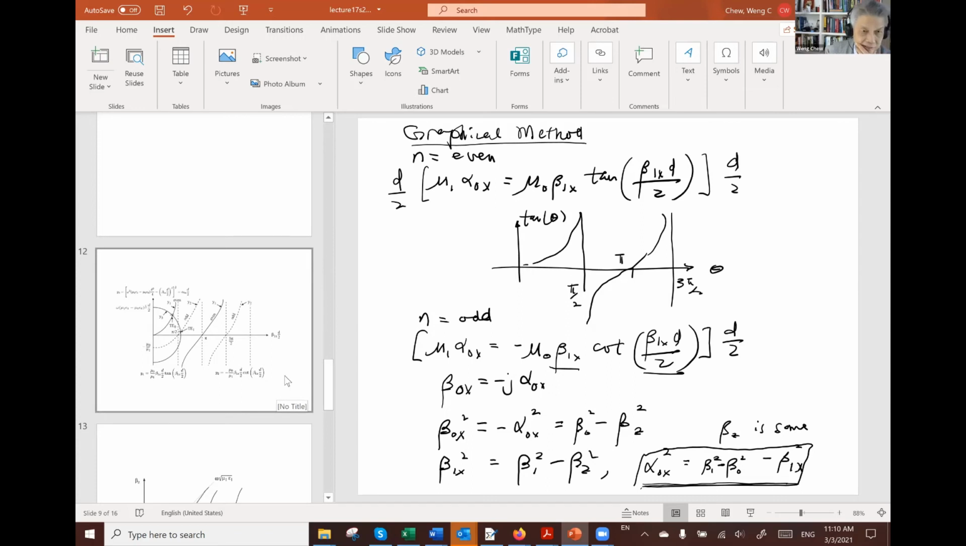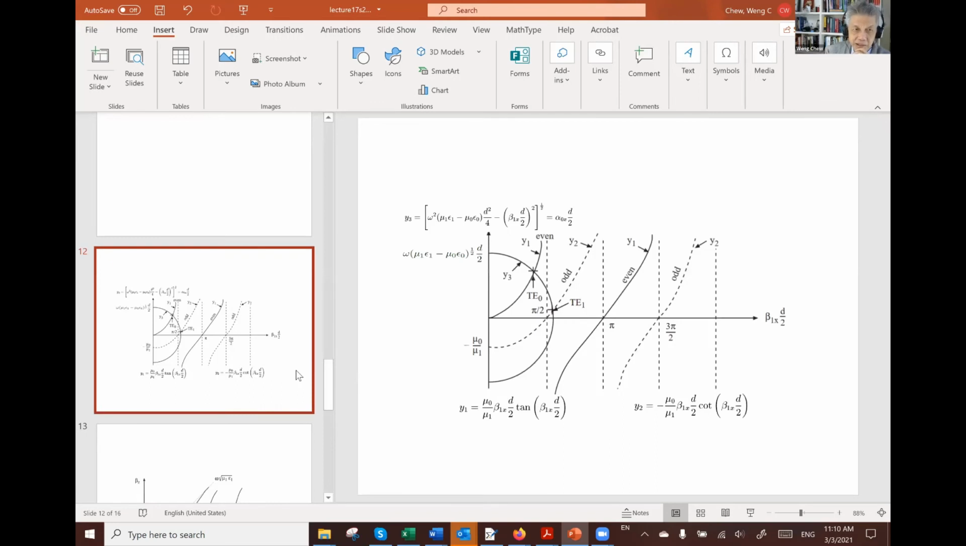What I have then is that I can plot the left-hand side and the right-hand side of these two equations. And at places where the curves meet each other, those are the solutions to this highly complex dielectric waveguide problem. So what I have done here is actually to plot the left-hand side, which is this equation over here.